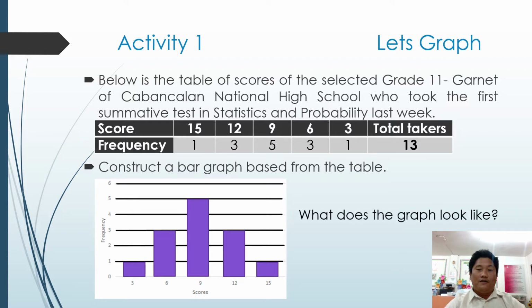So we have here a question. What does the graph look like? Later on, you will know the answer. Let's move on to the next slide.